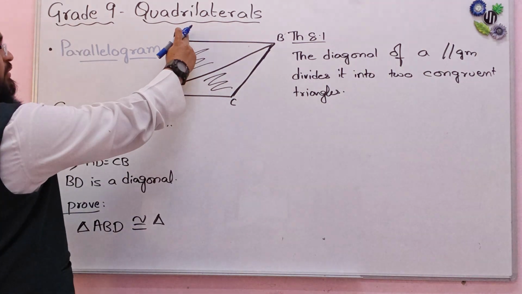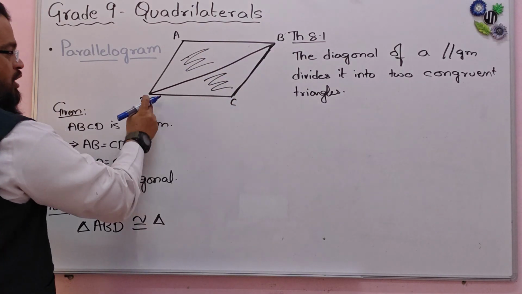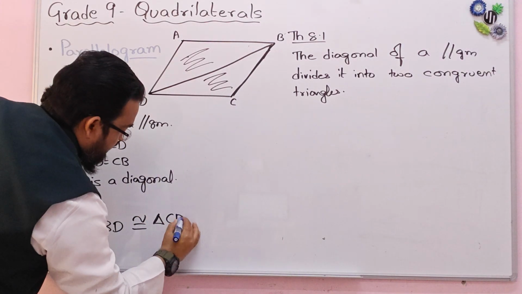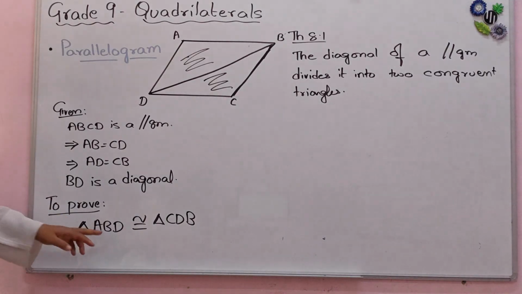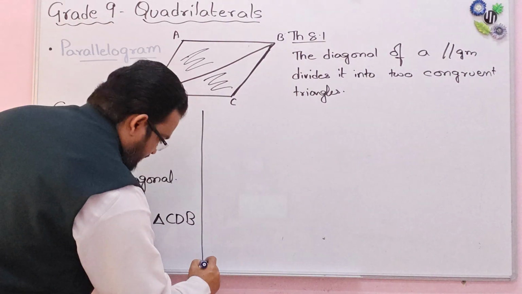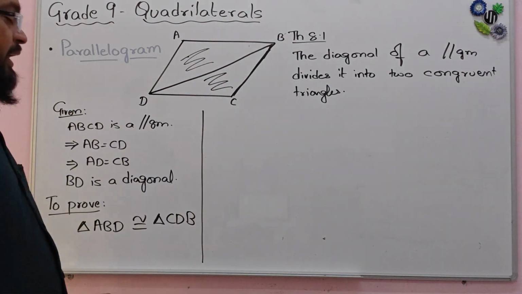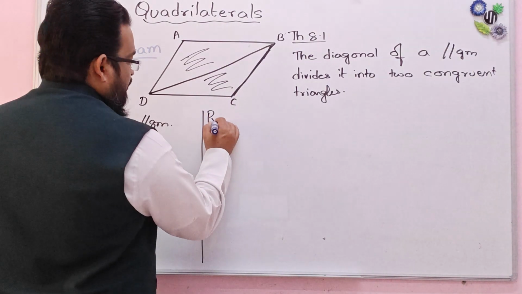What is this? You started from C. So from A we went to B, in the same way from C to D. C, D and B. We have to prove that these two are congruent. I don't have place, so I'm writing at the side. You have to continue one below the other. You don't write it at the side. Now how to prove? So let us go to the proof.